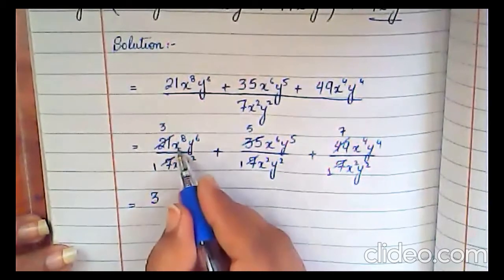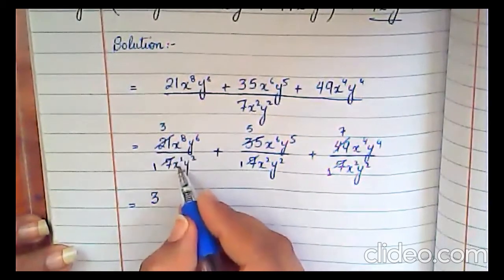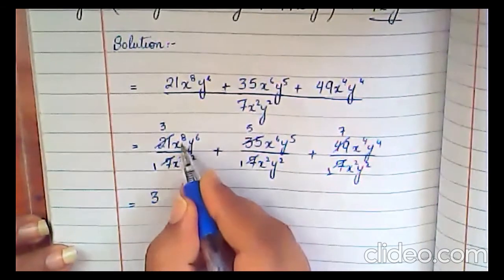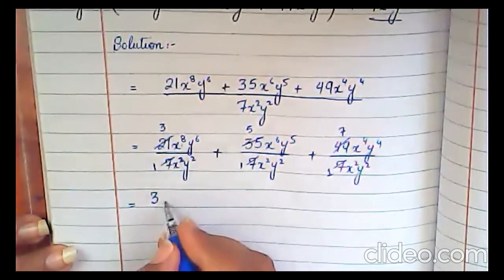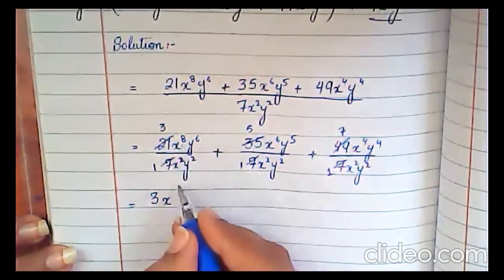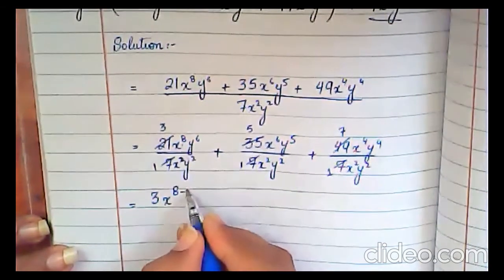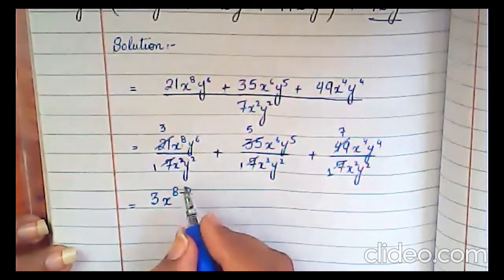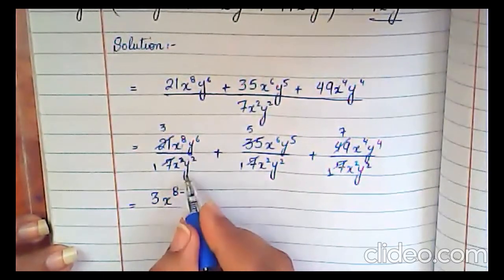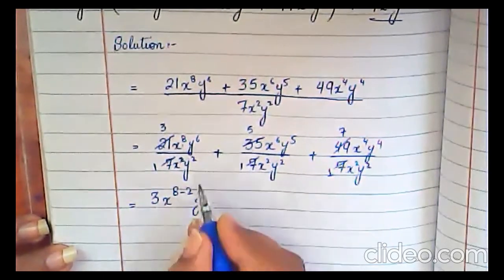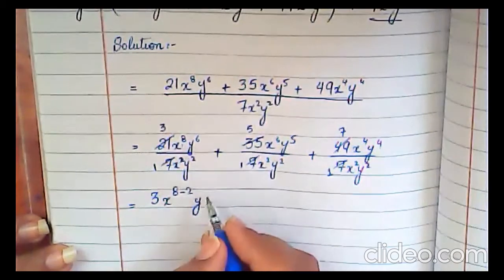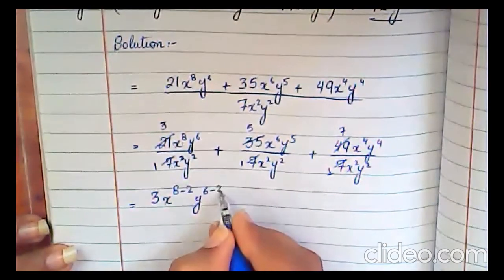Now same variable. Here you have x, here you have x. You will subtract the powers because you are dividing variables here. So you will take x as the same variable, and then you will write 8 minus 2. Then you have y, same variable. You will write y only one time, and then 6 minus 2.